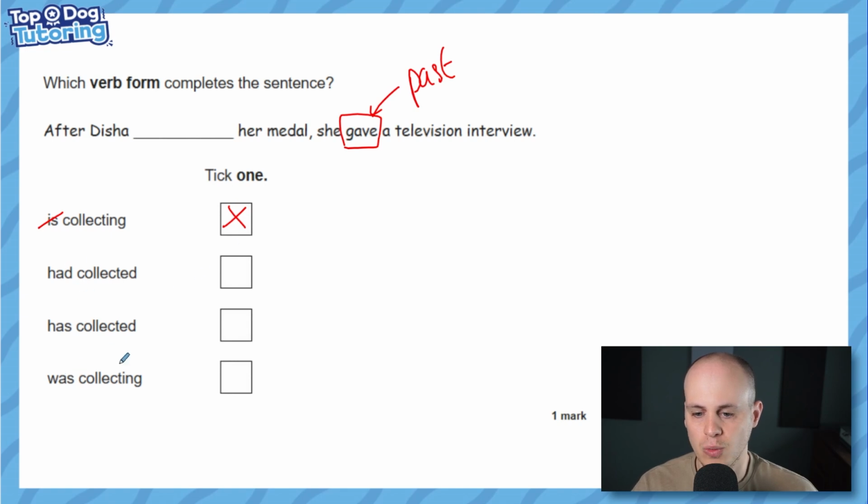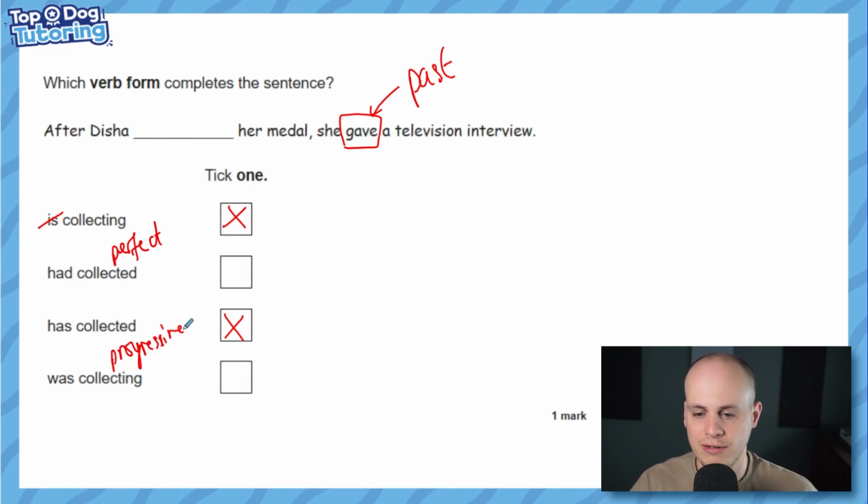And had, has, or was. Now, was and had sound like they're in the past tense, right? However, let's have a look. Has we can get rid of because we now know, don't we, that means it's in the present perfect tense. And we don't want the present perfect tense, we want the past tense. So out of these two past tenses, which one works best? We've got the past perfect here, had collected, and we've got the past progressive here.